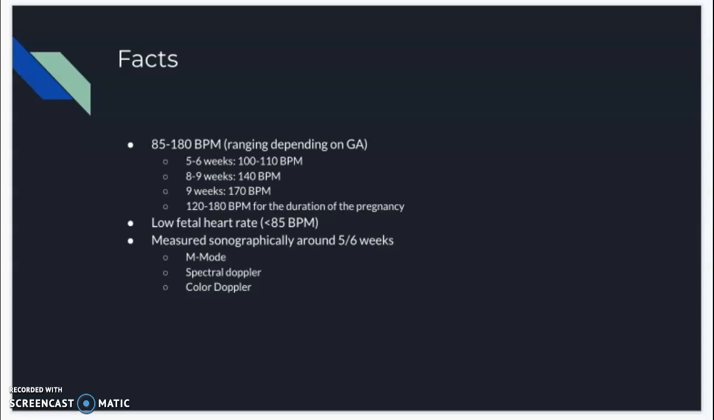As you can see, it kind of increases up to 9 weeks, and then it kind of goes back down and will stay in a range for the duration of the pregnancy. So it's kind of interesting to see that really in the first 9-10 weeks, that heart rate ranges a lot, but then it just kind of mellows out.